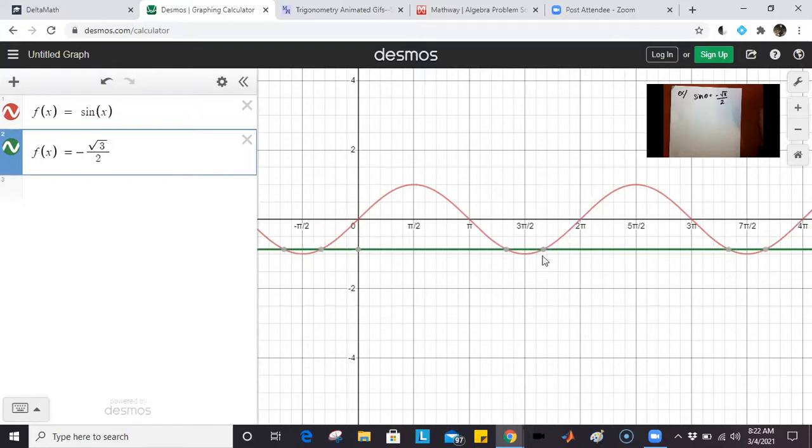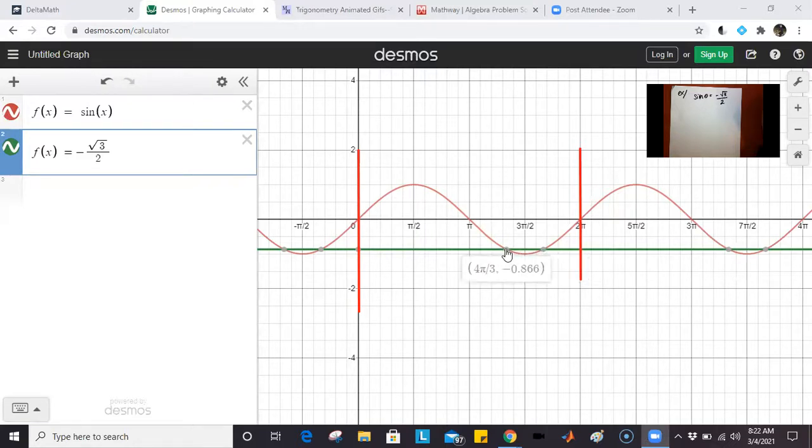Gotcha. Let's restrict our answers again to one cycle, one period. So we're going to keep our answers between here and here. And we're looking for where our red line intersects our green line, which will be at 4 pi over 3 and 5 pi over 3. Now that negative 0.866, that's what you get when you do negative square root of 3 over 2.